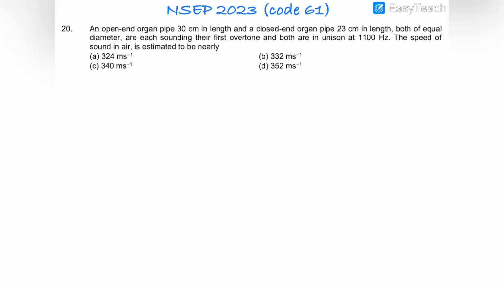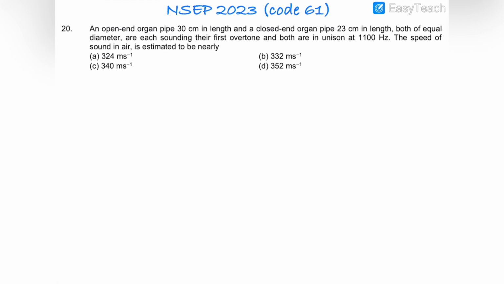In this question you can see that there are two organ pipes. One organ pipe is open-ended and of length 30 centimeters, and the other organ pipe is closed-ended and of length 23 centimeters. Both have equal diameter and are in resonance with each other, both vibrating in their first overtone with a frequency of 1100 Hertz. We have to find the estimated velocity of sound in air.